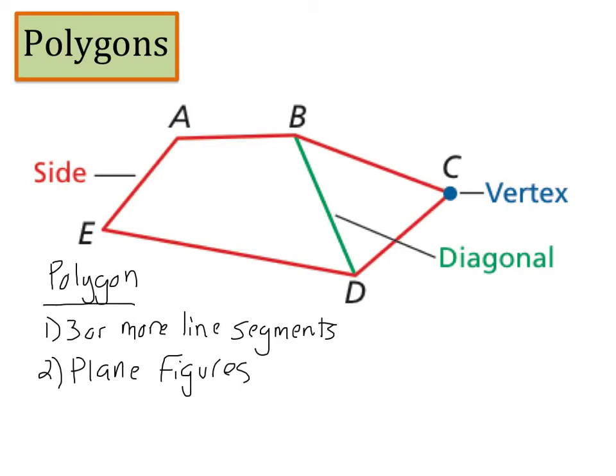And each segment intersects exactly two other segments only at their endpoints. And no two segments with a common endpoint are collinear. So each segment, for example, if you look at segment AE, it only intersects with AB right here and with ED right here. So each segment intersects exactly two other segments only at their endpoints.